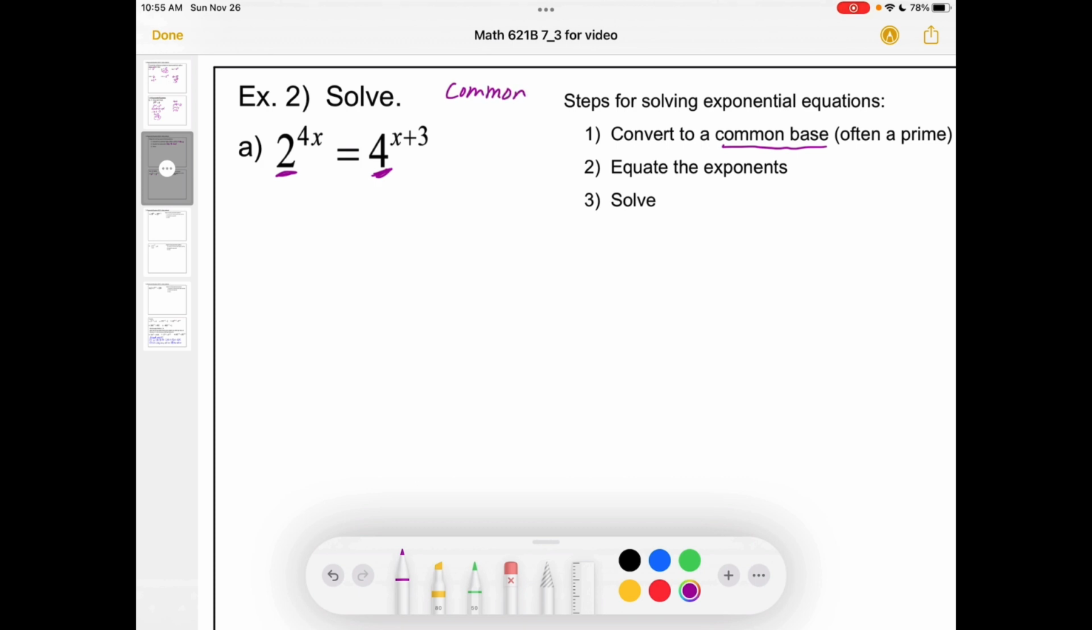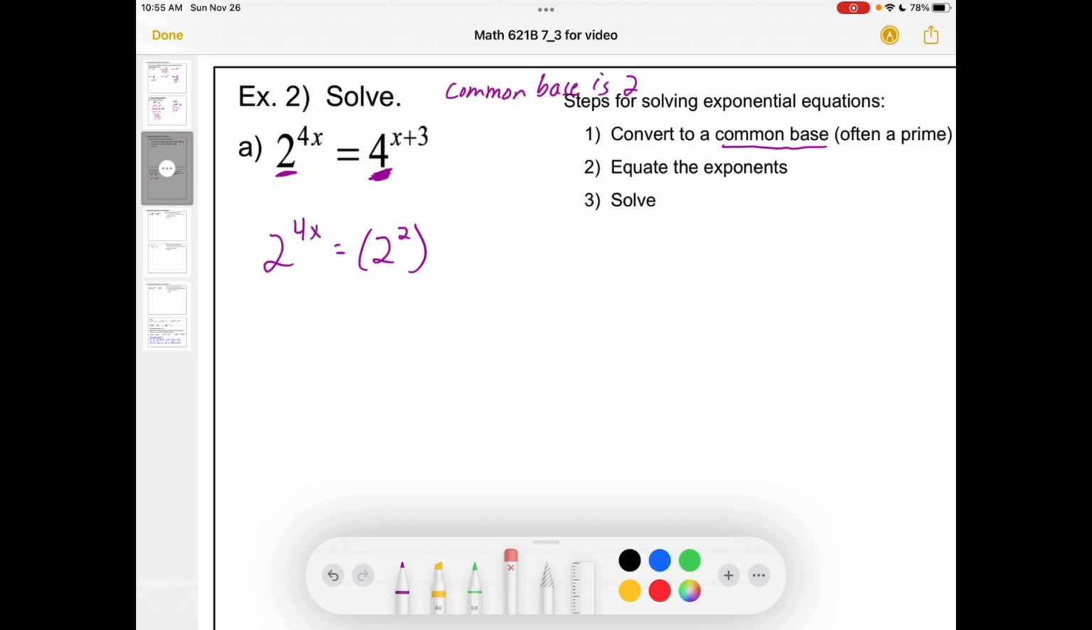Well, the common base, the easiest one, would be 2. Like, we can rewrite the number 2 as 2. That's no big deal. We can also write the number 4 using a base of 2. 4 is just 2 squared.